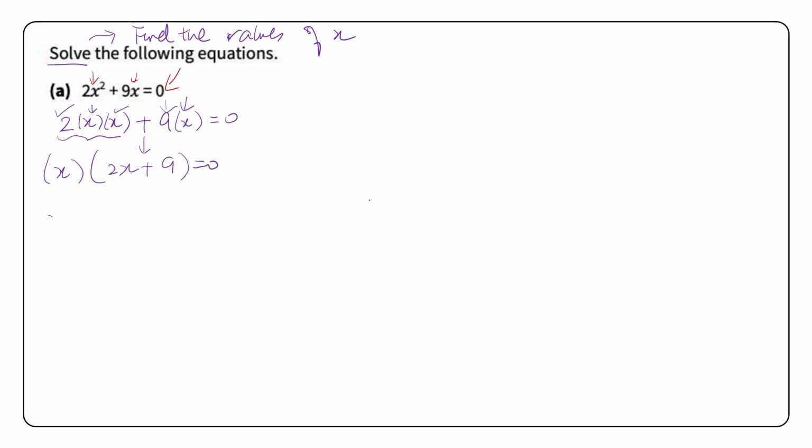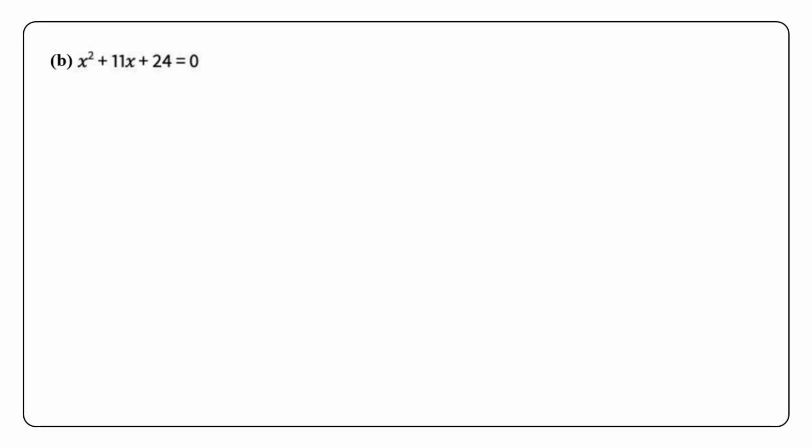Step number 3 is first bracket equals 0 or second bracket equals 0. So x equals 0 is one answer. The second answer will be to put negative 9 on both sides, and so x equals negative 4.5. That's the second answer.